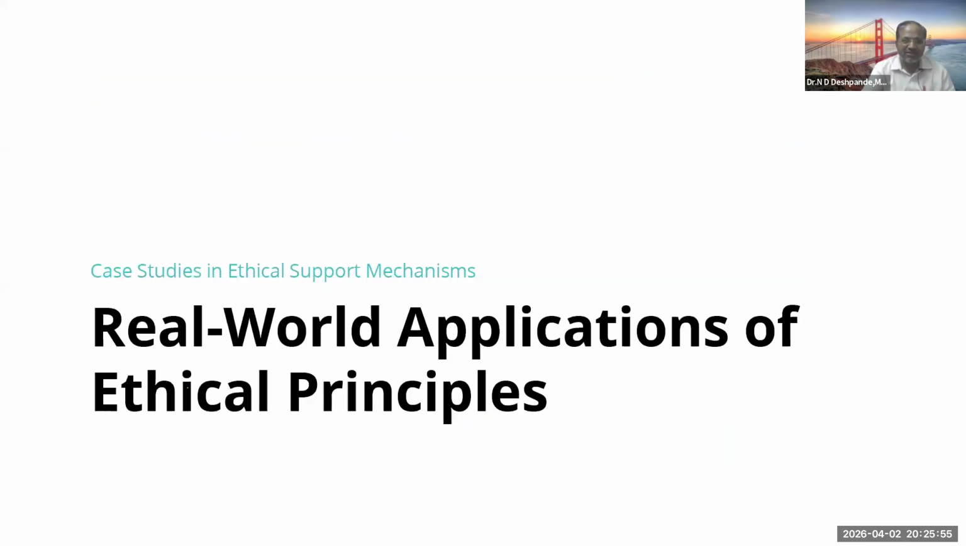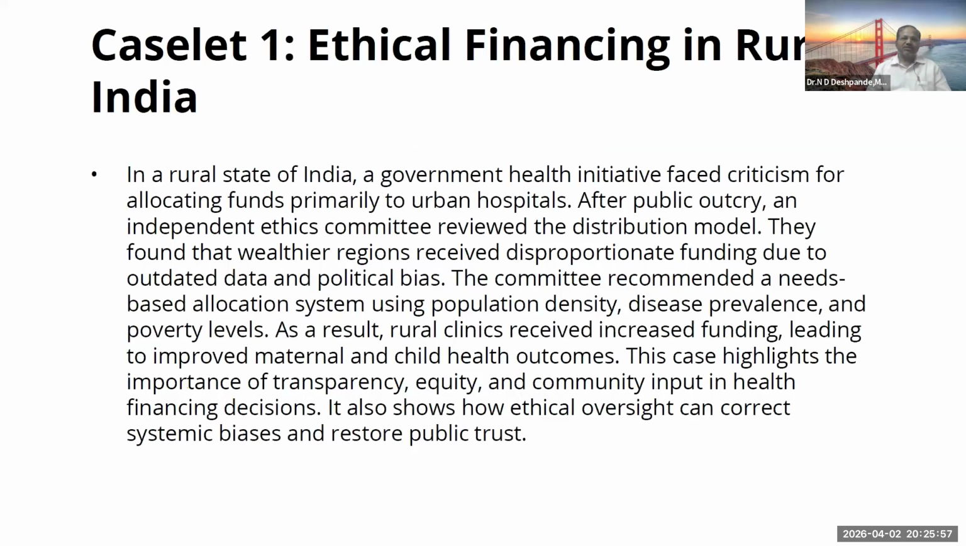Real-world application of ethical principles: we have seen first in rural India. In rural India, the government health initiative faced criticism. Basically, they said it was always less allocated compared to urban hospitals. After a public outcry, an independent ethics committee reviewed it and found the distribution model faulty: only the wealthier regions were getting money, due to disproportionate funding from outdated data and political bias. So the committee recommended a needs-based allocation system using population density, disease prevalence, and poverty levels. So they came to these variables.